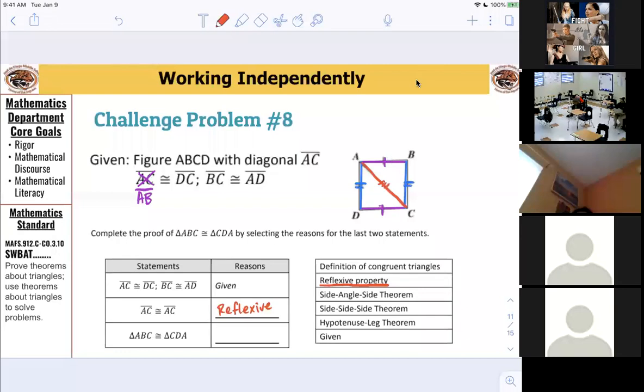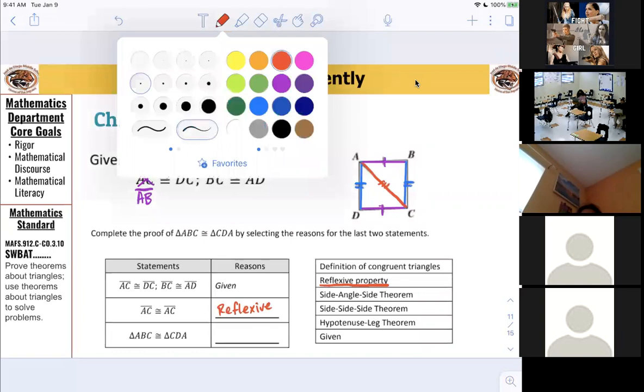Now I'm recording. Okay, Daniel, what is highlighted in my diagram? What did I trace and highlight? Angles or sides? Sides. All sides. They didn't give me any information about any angles. So it's side, side, side, exactly.